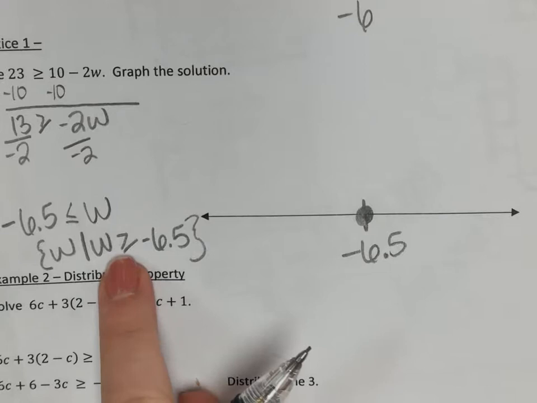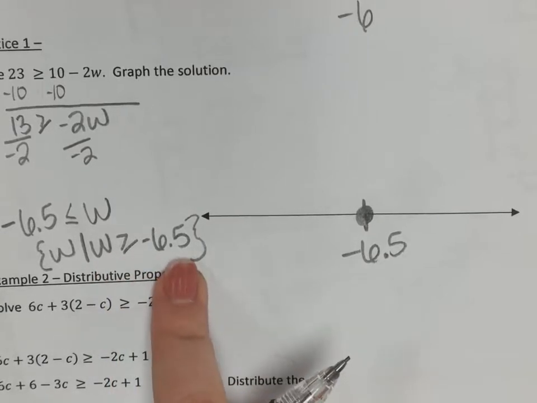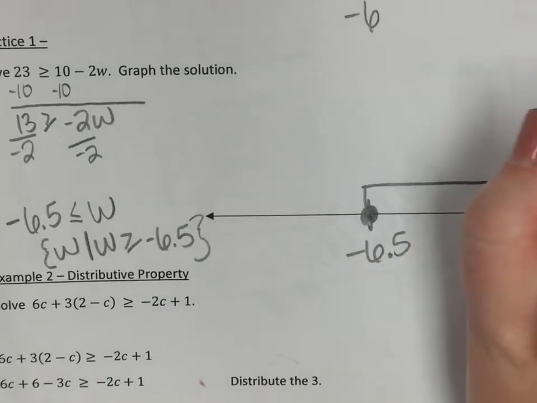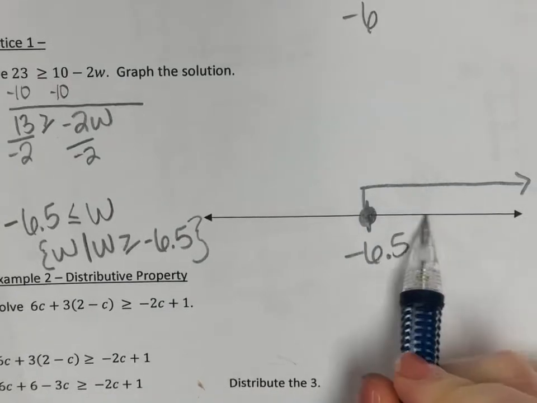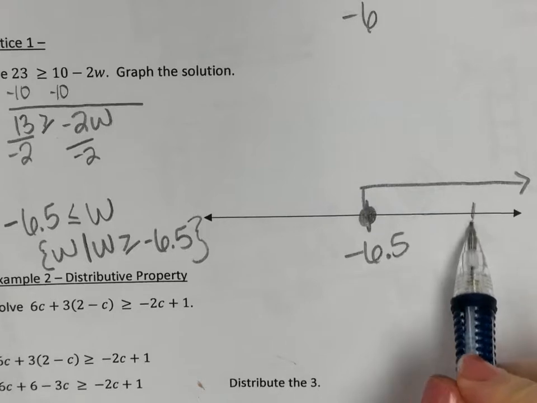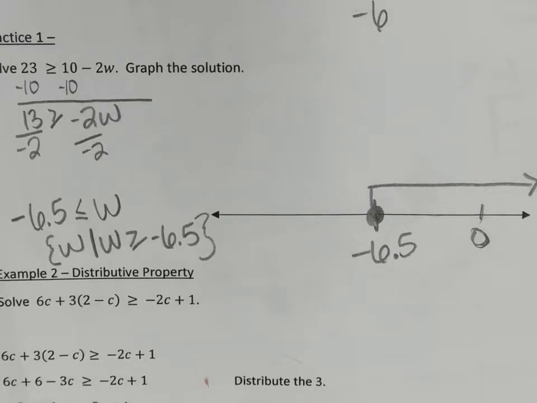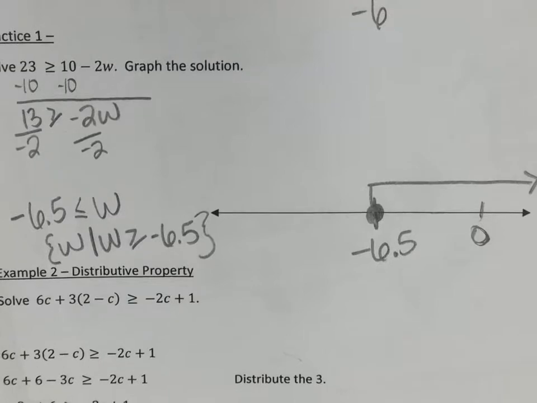If W is greater than or equal to negative 6.5, where are the numbers that are greater than this? To the right. Greater is always to the right because 0 is greater than negative 6.5, and it's over here to the right. Okay? Are we good? Questions?